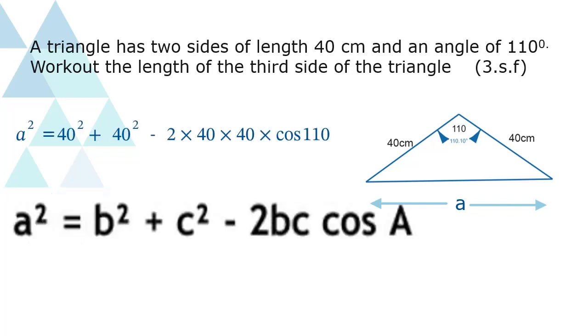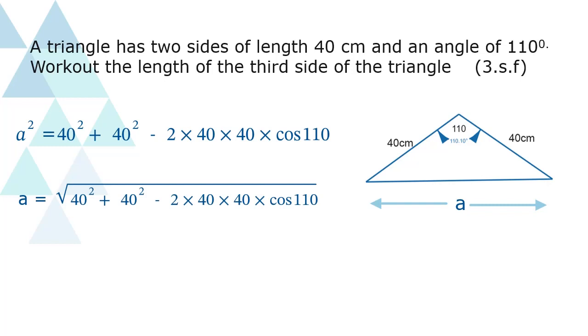So, A squared is equal to 40 squared plus 40 squared, which are the other two sides, minus 2 times 40 times 40 times cosine 110, which is the opposite angle. And A is equal to the square root of this quantity. With a calculator, you'll find that A is equal to 65.53216, etc. But we want the answer correct to three significant figures.